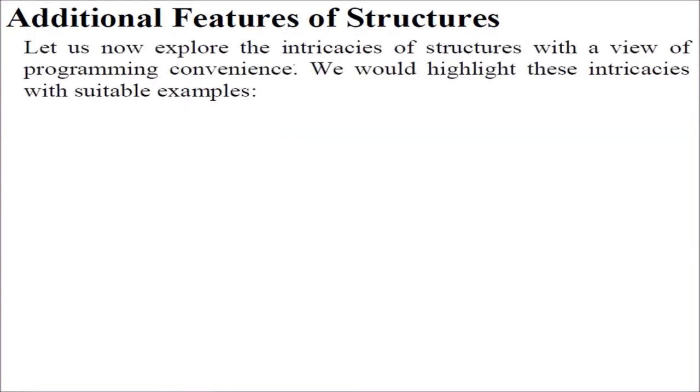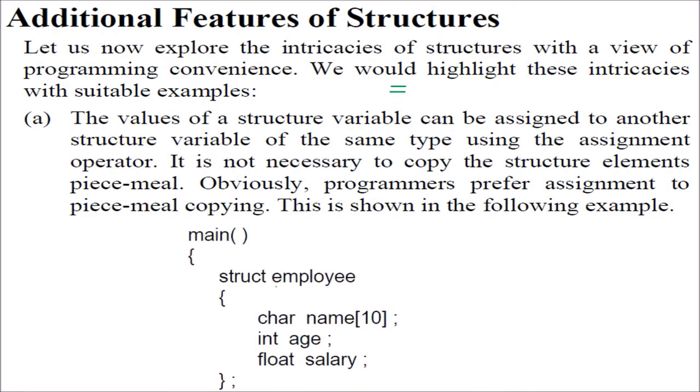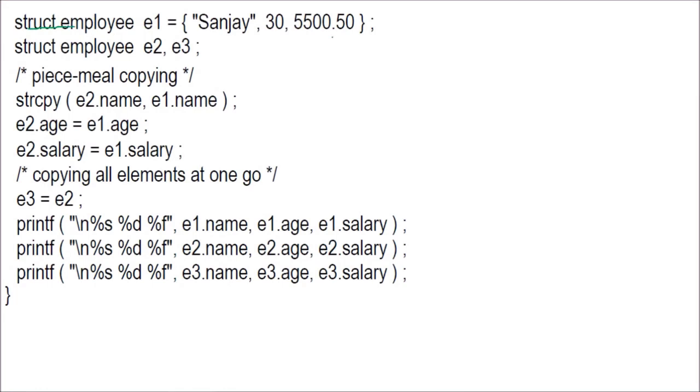There are some other features for structures. The value of a structure variable can be assigned to another structure variable without any problem. You can easily use the equal to sign, or you can assign piecewise, one by one. So we have a structure employee, with name, age and salary, and then we have struct employee E1, initialized with the name and other content. Now we have also declared E2 and E3. Now the piecewise copying will be E1.name to E2.name, because E2 is empty, E1.age to E2.age, and E1.salary to E2.salary.